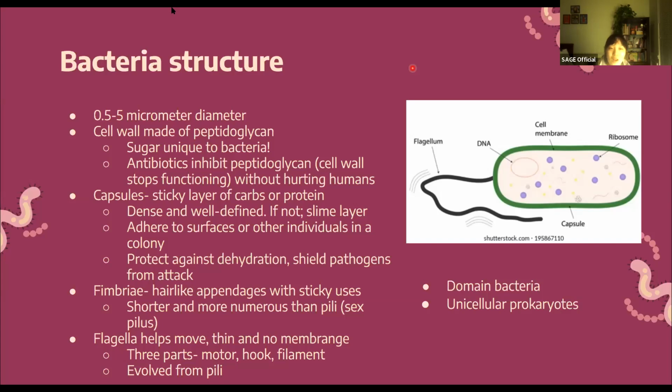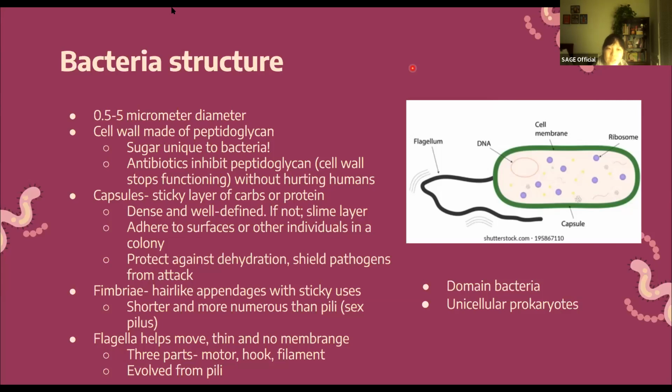So other than the cell wall, you also have these things called capsules. Capsules are a sticky layer of carbs or protein, and it is dense and well defined. So that means that it's really, really compact. It's not loose. But if it is loose, then it's called a slime layer.